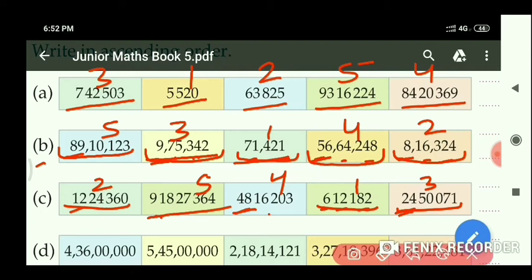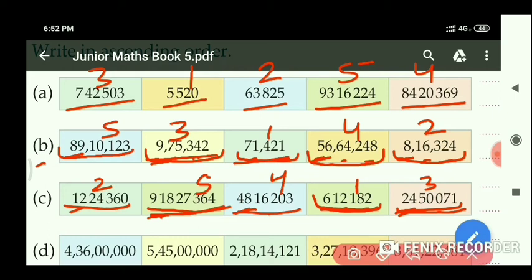27,364. Okay, now you can write these numbers in ascending order. So the first number you have to write is this one, 6 lakh 12,182, second 12 lakh 24,360, third one 24 lakh 50,071, fourth one 48 lakh 16,203, and the last one, the fifth one, you have to write 9 crore 18 lakh 27,364. Got it?